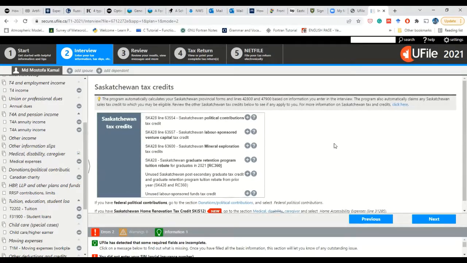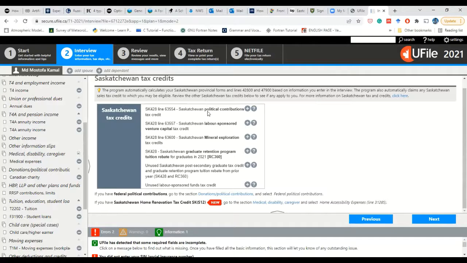And the Saskatchewan tax credit, this is important. If you make any political contribution in Saskatchewan, then you can claim it for the credit. You can create a form and claim it here. And Saskatchewan mineral exploration, those are the things.